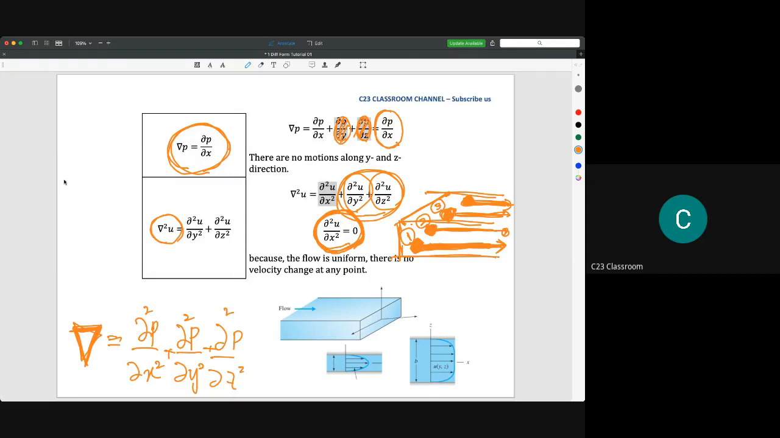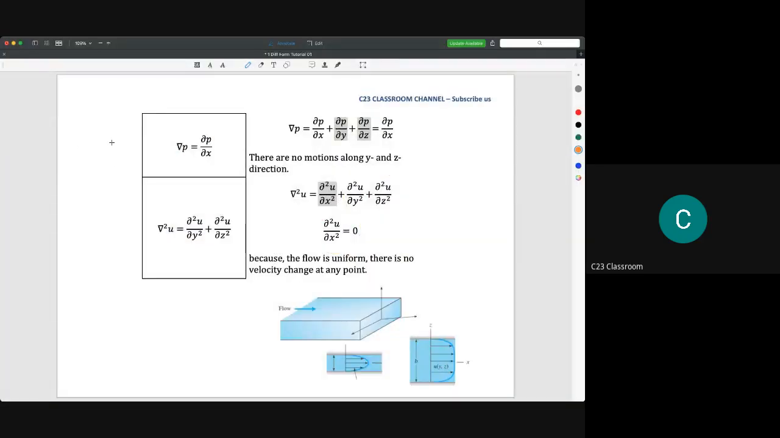Okay, so saya terangkan sekali lagi yang awak kena faham ialah, kenapa du dx sama dengan kosong? So du dx sama dengan kosong kerana kita beranggapan bahawa ada molekul di sini bergerak, dan molekul ini sentiasa bergerak dengan had laju yang sama. Oleh itu, kita katakan gradient ataupun kecerunan had laju u berbanding dengan paksi x akan sentiasa sama. So jadi kita boleh katakan bahawa du dx sama dengan kosong. Maksudnya tidak ada perubahan had laju u di sepanjang paksi x.